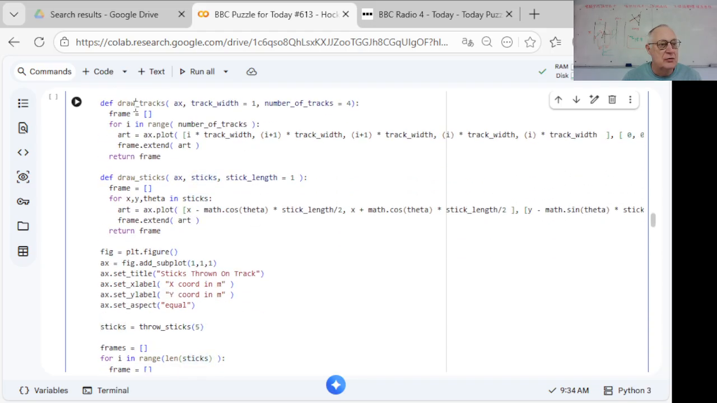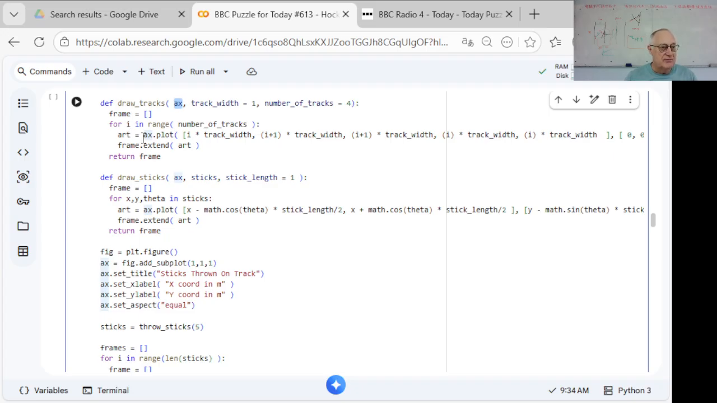Then there's a function to draw the tracks, which also takes track width and the number of tracks as arguments. And if you look at the matplotlib code here, I do keep track of the frame, and I pass in an axis object that I get from matplotlib, which is basically the canvas that matplotlib allows me to draw on.